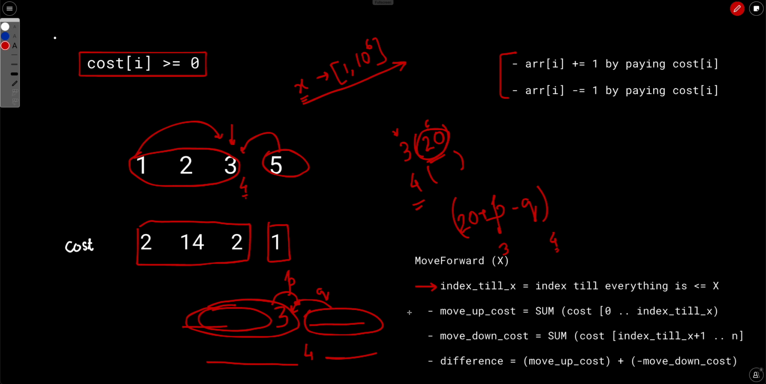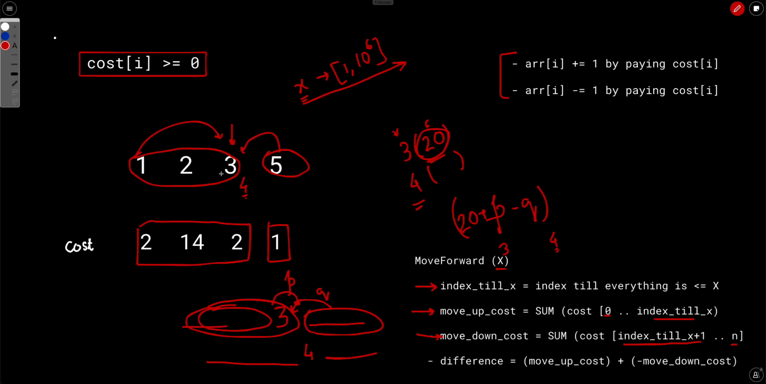So you'll find the move up cost, which is everything from 0 till index x. You'll find the move down cost, that is the sum of everything starting from index x plus 1 up to n. And then the actual difference in cost of moving from x to x plus 1 is the move up cost minus the move down cost.